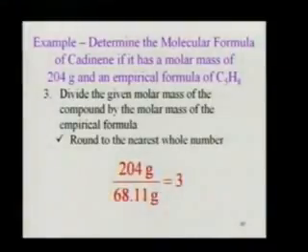If you know that the sample that I have is 204 grams, that's what you have, and you know that the empirical formula weighs 68.11 grams, how many times do you have, how many empirical formulas do you have? Do you have twice that? Do you have 3 times that? What do you have? That's the point of this.